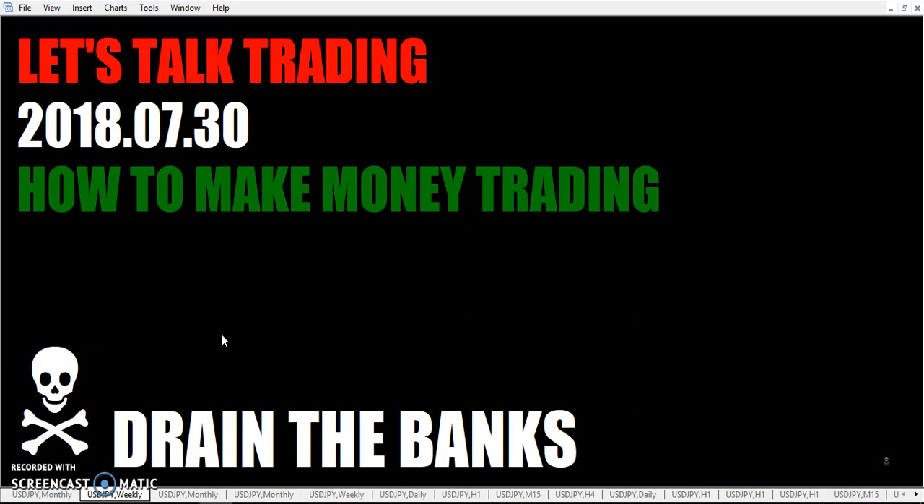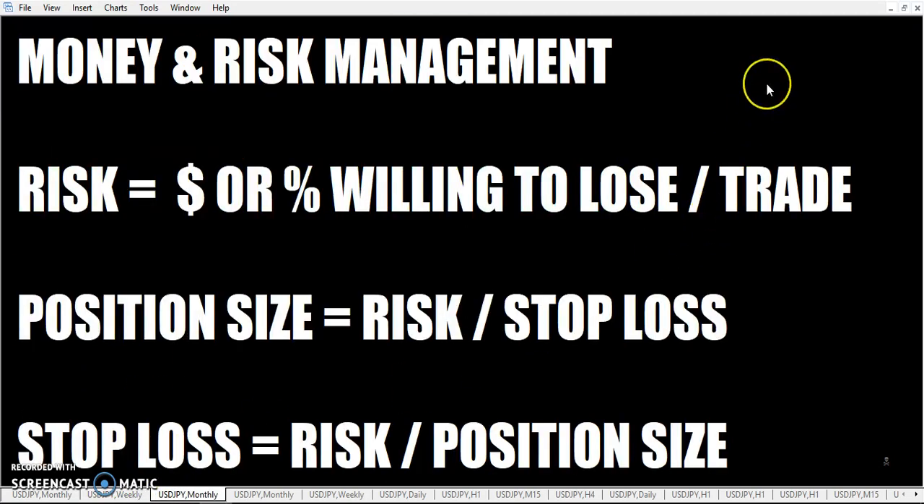It's a simple process, but that doesn't mean it's easy. So the first thing about making money trading is you got to minimize how much money you lose. And you do that by employing your risk management.